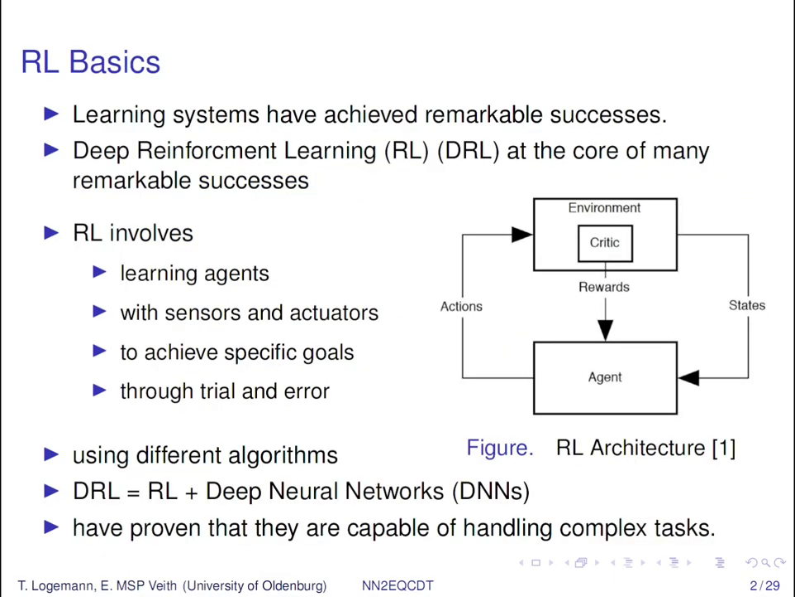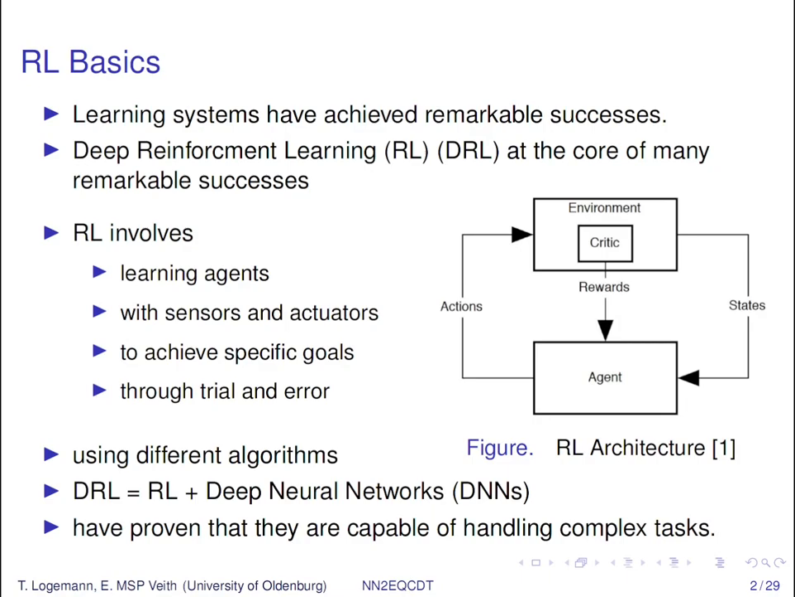On the right, you can see the basic RL control loop. There's an environment that has time-dependent states. An agent observes these states as input and computes actions as an output. The actions are applied to the environment, in which the critic evaluates their impact according to a given goal and returns a reward to the agent.